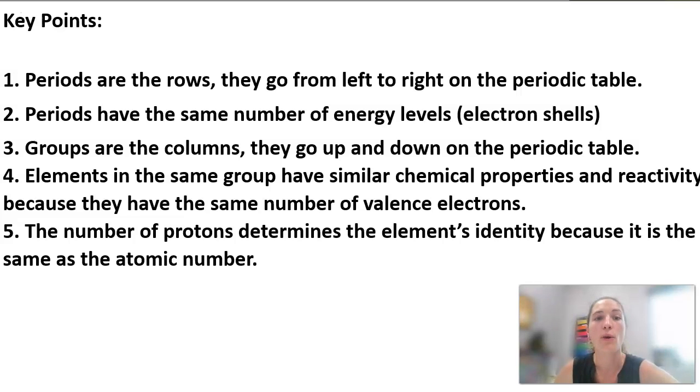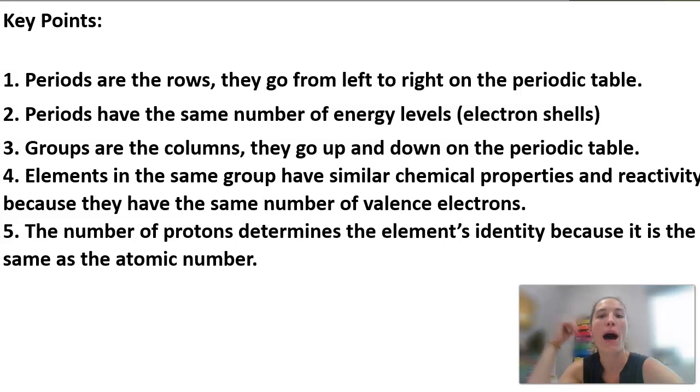First, the periods are the rows on the periodic table. They go from left to right. All of the elements in the same period have the same number of energy levels. So they have the same number of those electron shells. Remember, the valence electrons are going to go in the very last shell, the outer shell.